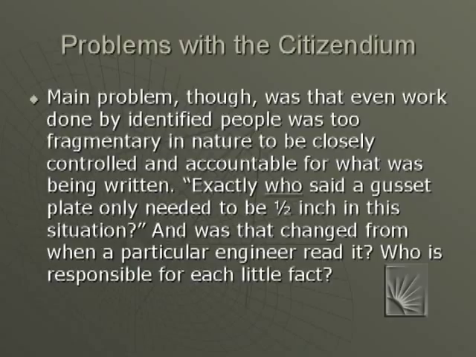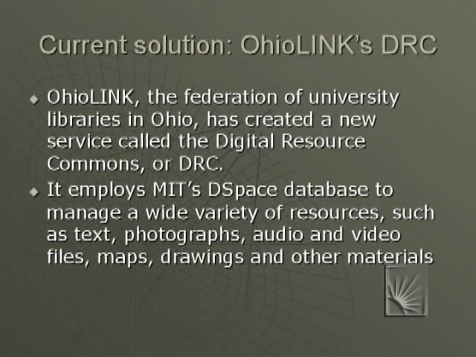But the main problem was that the work done by identified people was too fragmentary in nature to be closely controlled and accountable. Exactly who in this big compositely written article had said that a half-inch gusset plate was good enough for a particular kind of bridge would be hard to track down. There'd be ways you could get in and see who made what up, but you can't really rely on that. You can't deconstruct an article that's evolving over time in a myriad of little ways and try to find out what the accountability and responsibility was for the facts that were being put in it. So we decided that that wasn't going to really work. So we decided that maybe we'd look into something else.